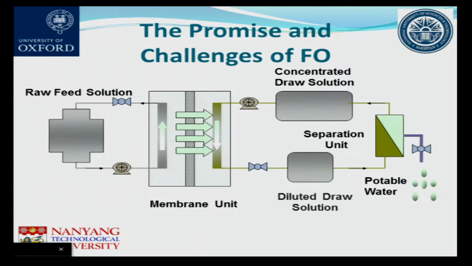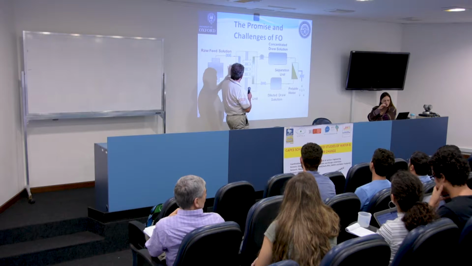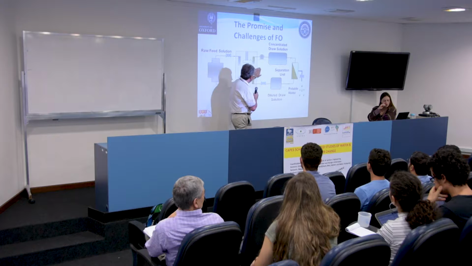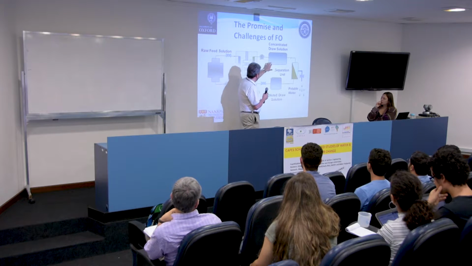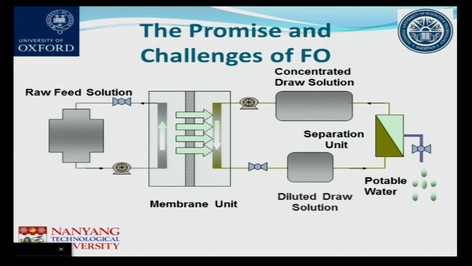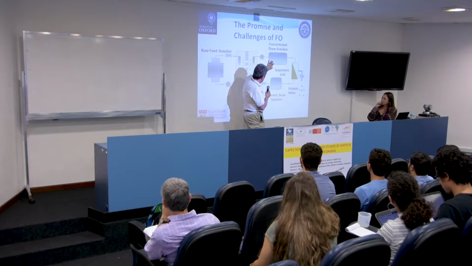And as it goes round, the water is going to be drawn across into this loop. And what I've got in this loop is the concentrated draw solution, which is being circulated in the opposite direction. It's going round and round. And you see how the water is being drawn out from this side into this side. So what will happen is, if I don't remove that water, it's going to build up, and this is going to get more and more diluted.